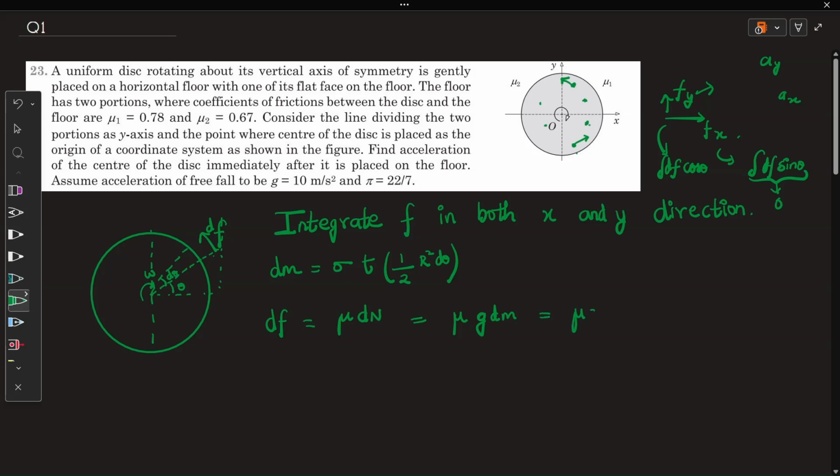Now mu g, what is dm? This dm is the small mass over here. Let's assume the density to be sigma and the thickness to be t. The area of this particular sector is half r square d theta. You might have learned it, or you can derive it: pi r square is the area under 2 pi radians, so in d theta radians, divide by 2 pi and multiply by d theta. So you get half r square d theta. So dm is nothing but sigma t into half r square d theta.